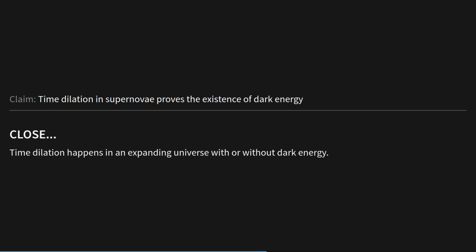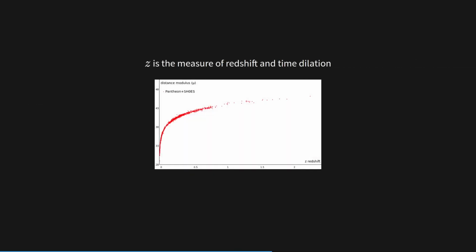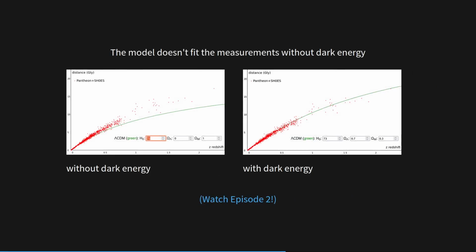You may have heard that time dilation in supernovae proves the existence of dark energy. Well, that's close. Time dilation happens in an expanding universe with or without dark energy. Z is the measure of redshift and time dilation. Time dilation in supernovae extends measurements to higher redshift because supernovae are so bright and can be seen from so far away. Our model doesn't fit the measurements without dark energy. You can see more of this in episode 2. So, the specific amount of time dilation measured in supernovae proves the existence of dark energy.